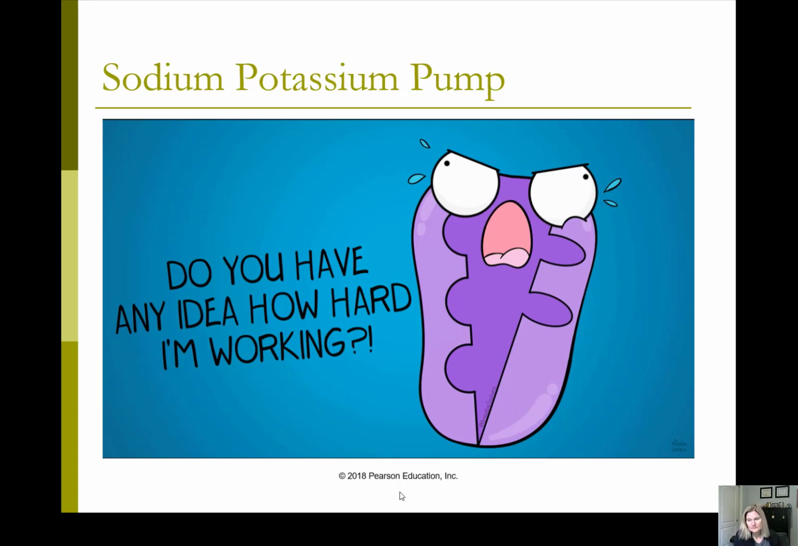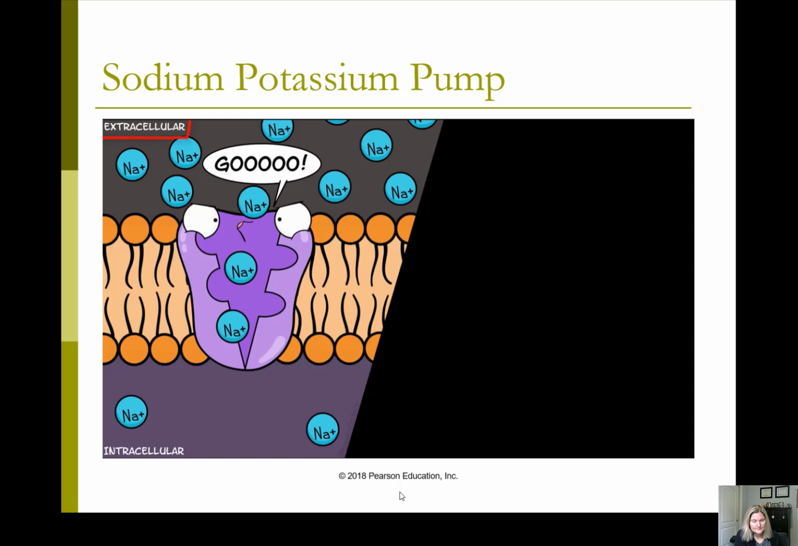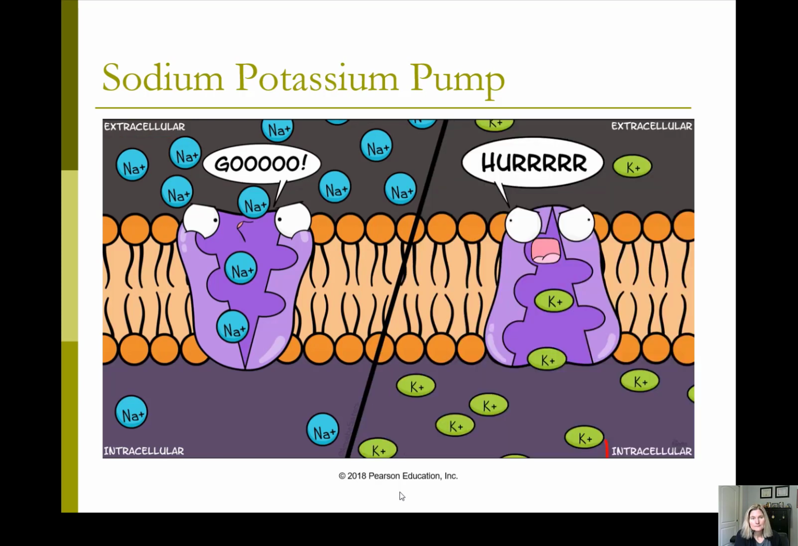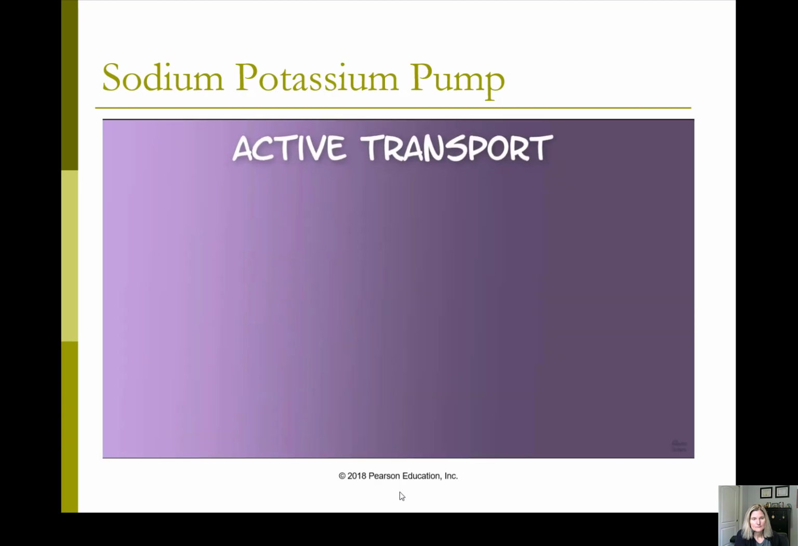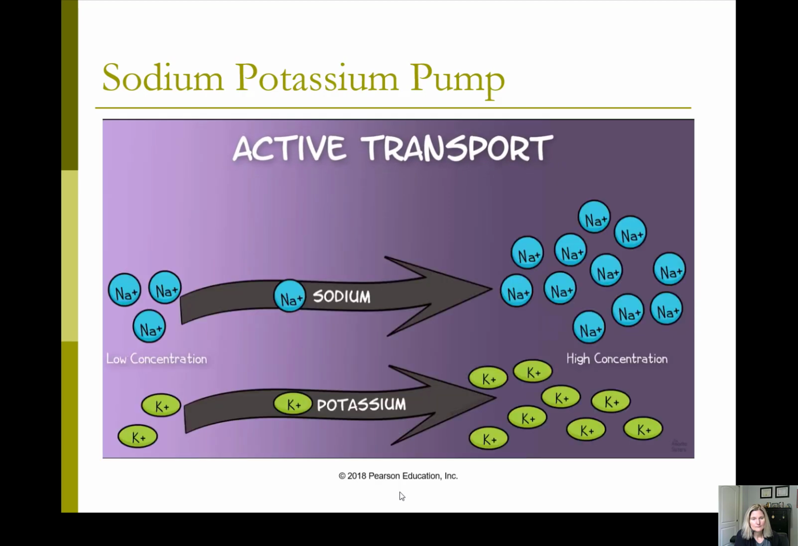What do I mean by that? It keeps putting more sodium outside, where there is already a high concentration of sodium. And it keeps putting more potassium inside, where there is already a high concentration of potassium. So with this active transport, the ions are moving from low concentration to high concentration. A great example of active transport.